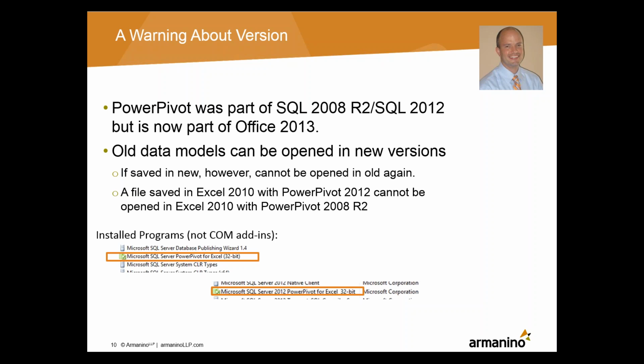So you see Microsoft SQL Server PowerPivot for Excel in the top screenshot, and then the 2012 is the second screenshot. By the way, both of these are 32-bit versions, and that's the default installation with Excel. So most people, if you're using Excel, you're probably using the 32-bit version. In general, there's no reason to install the 64-bit version. It can cause issues with other add-ins and things like that.